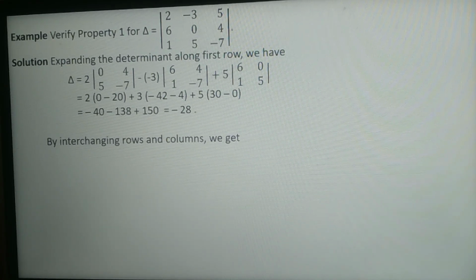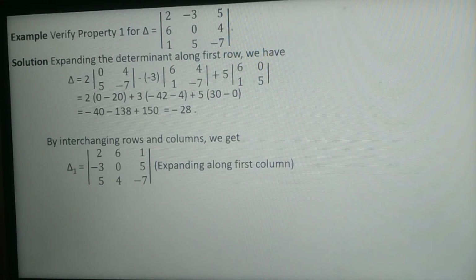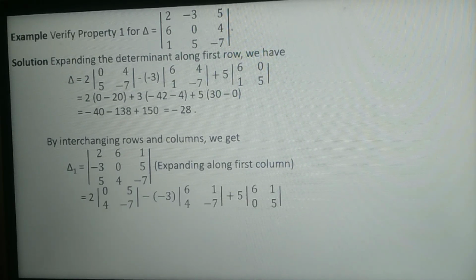Now by interchanging rows and columns, we get delta 1 is equal to determinant 2, 6, 1, minus 3, 0, 5, 5, 4, minus 7. Expanding along first column, it is equal to 2 into determinant 0, 5, 4, minus 7, minus of minus 3 into determinant 6, 1, 4, minus 7, plus 5 into determinant 6, 1, 0, 5.